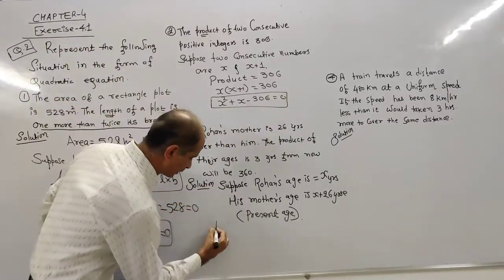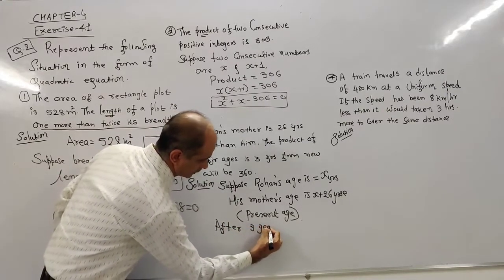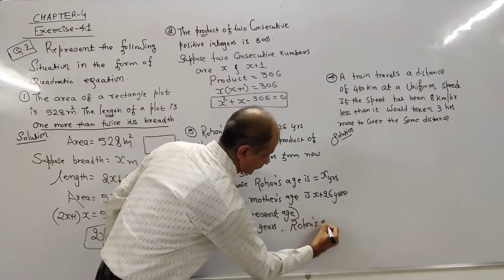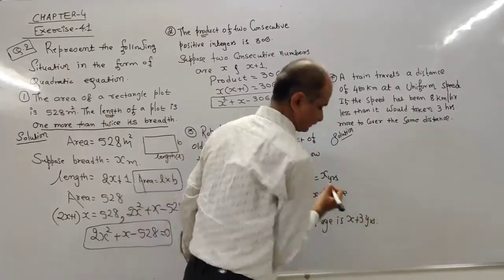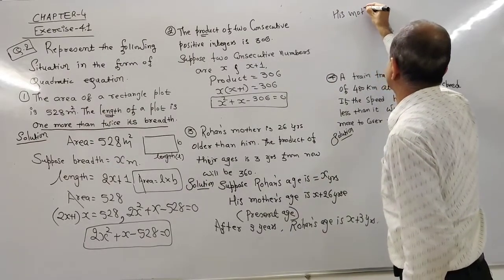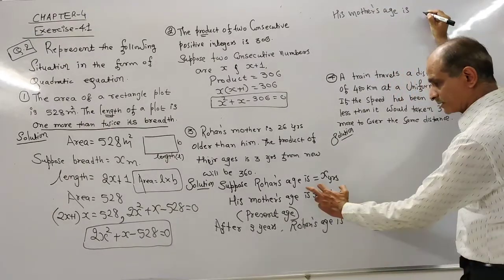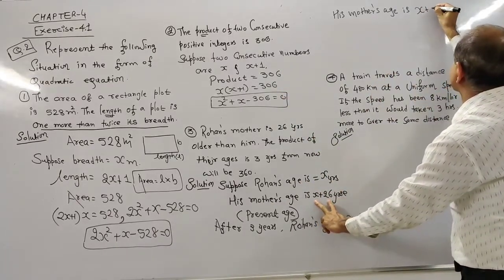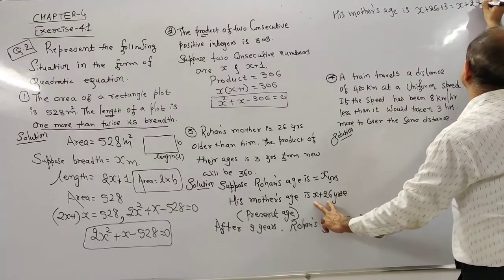Now, after 3 years, Rohan's age is x plus 3 years. Similarly, his mother's age is, from the present age, x plus 26 plus 3 years. So this becomes x plus 29.